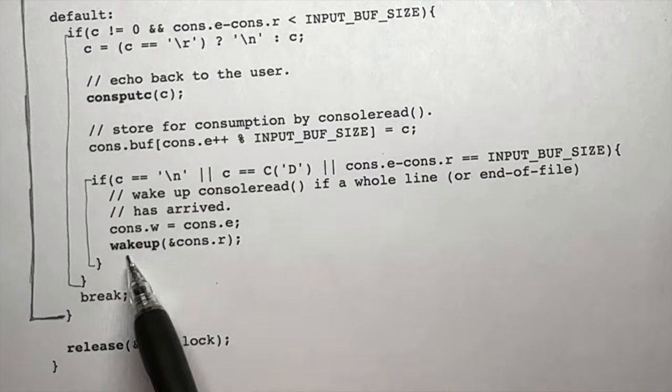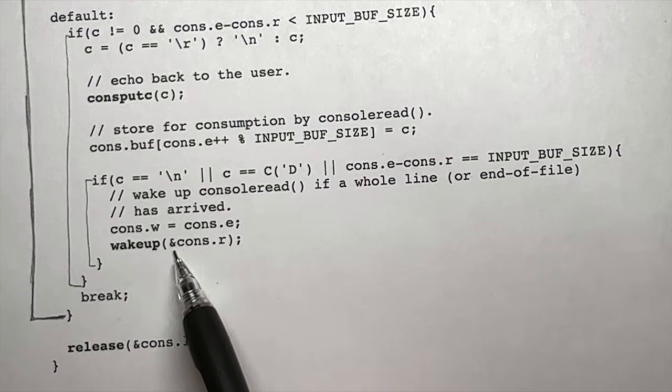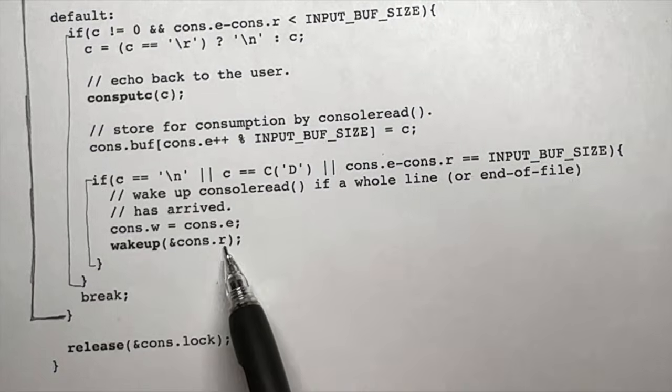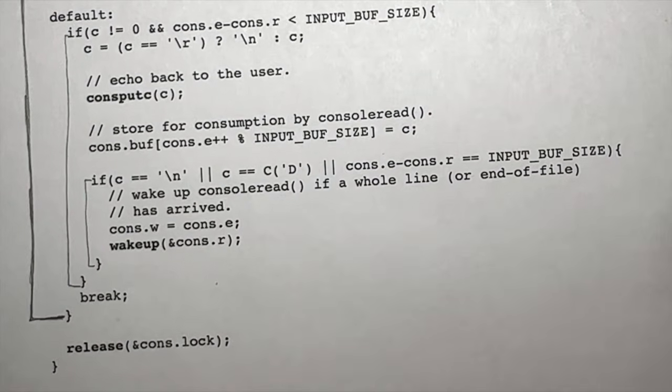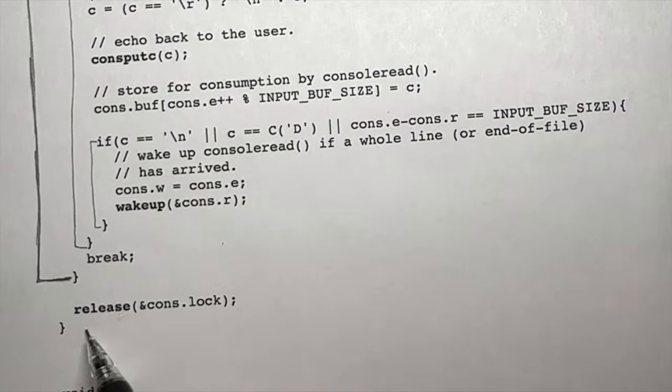Finally, we wake up any and all processes that are waiting for input from the UART. The channel that sleeping processes use is the address of the R index variable. So that's it for dealing with the newly received incoming byte. So we release the lock and return.